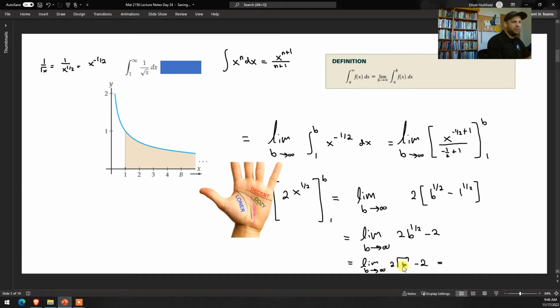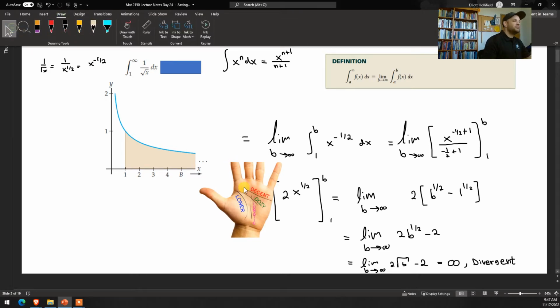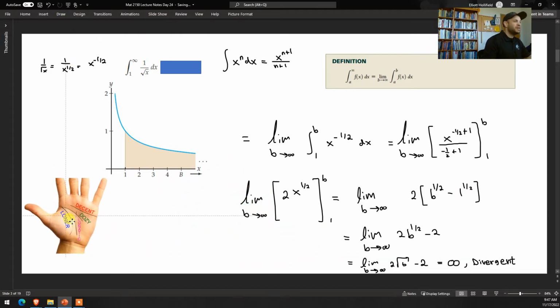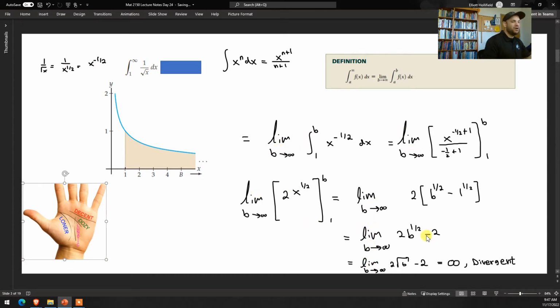Now let's think about the square root of b. What will be that limit? b goes to infinity, which means its square root also keeps increasing. Infinity minus 2 is still infinity, so we get infinity, or that this is a divergent integral. So now that we've completed our problem, I'll move the hand away so we have our nice complete notation. Notice that our limit was carried along through the entire problem.